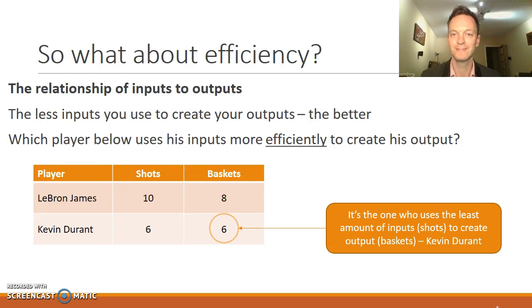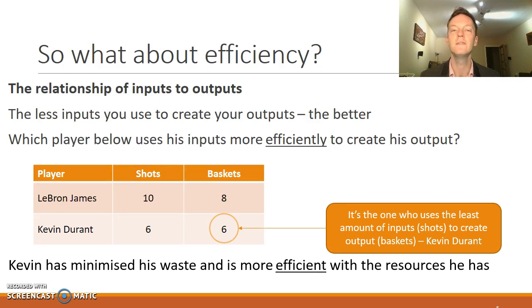If you had said Kevin, you would have been correct. Even though Kevin scored less baskets, he's used the least amount of resources to achieve his output. In this example, his inputs being how many shots he took compared to his output, which is how many baskets. He's got 100% efficiency here. Even though he shot less baskets, he is more efficient at shooting the baskets. He's utilized his resources better.